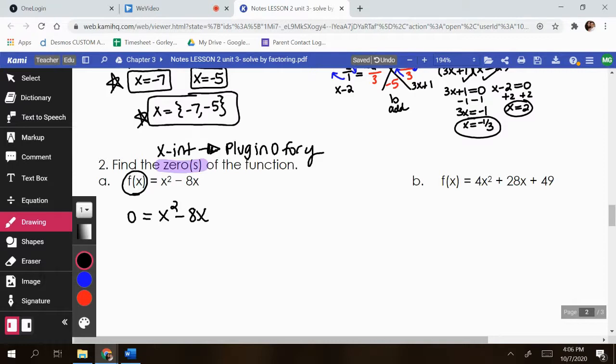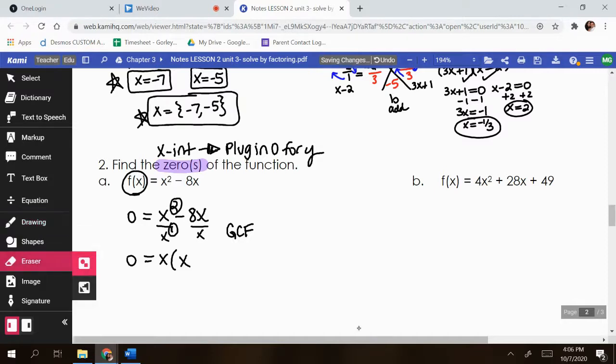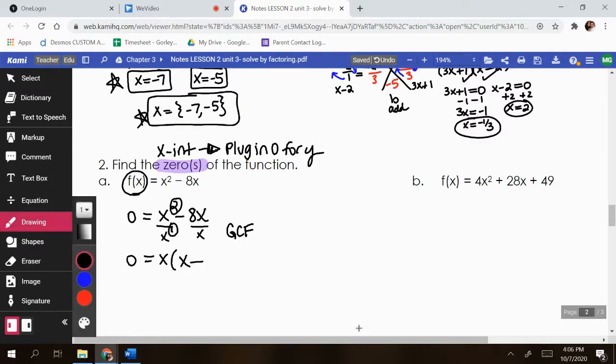What factoring technique could I use? I'm going to do GCF factoring. Both of them have what? An x. So if I divide out an x from each term, remember I subtract exponents. So x squared divided by x would be x to the first. When I take 2 minus 1, I get 1. Then we have minus. These x's would cancel and just give me 8. Minus 8. Set each factor equal to 0 and solve.